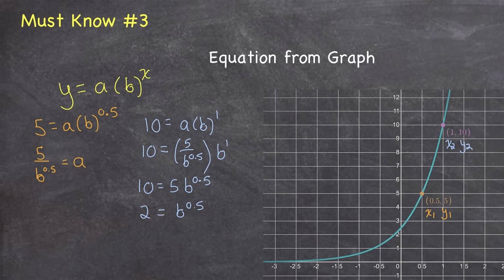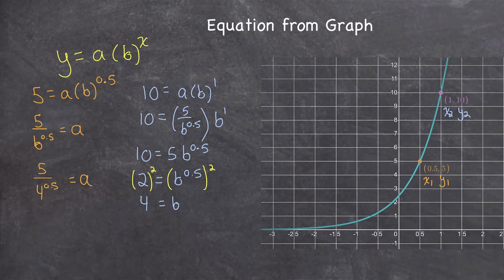And then to fully isolate b, I'll have to take care of that exponent of a half. I could get rid of that by squaring both sides of this equation. And that would tell me that 4 equals b to the power of 1, which is just b. And finally, we can take that answer for b, sub it in here, which already has a isolated. 4 to the power of 0.5 is just the square root of 4, which is 2. So we have an a value of 5 over 2, which could be written as a decimal as 2.5.